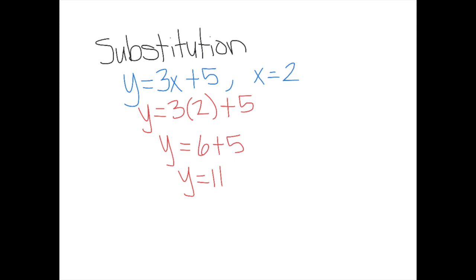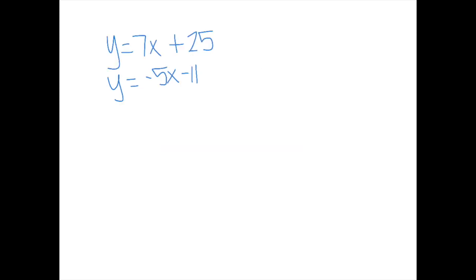We're going to do the same thing, but instead of x being one number, or the thing we're substituting today being one number, it can be more than one number. So remember, when we're talking about systems of equations, both equations represent the exact same situation in just a different way. So we have two equations here, y equals 7x plus 25 and y equals negative 5x minus 11.